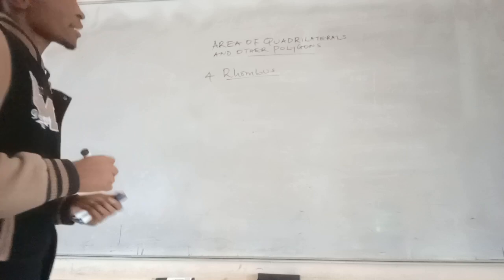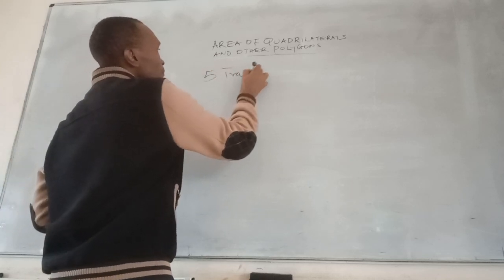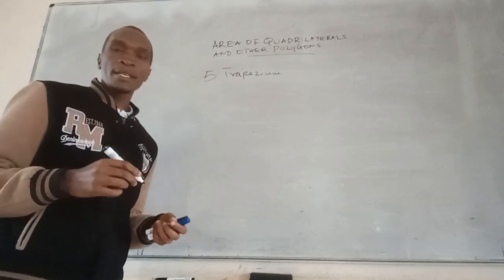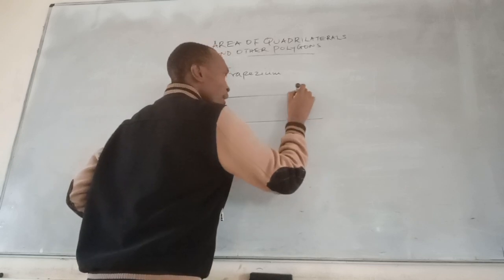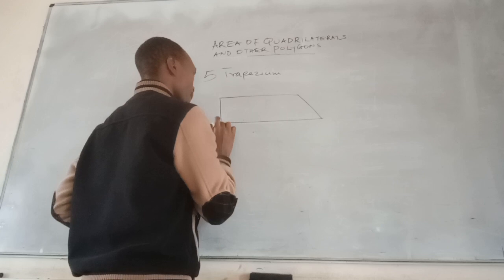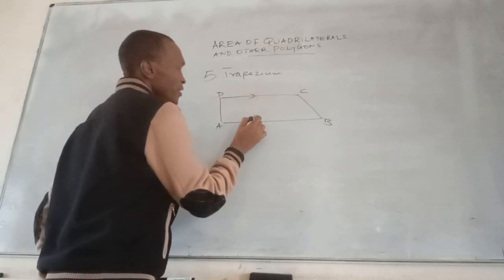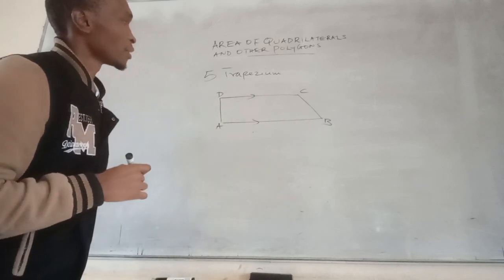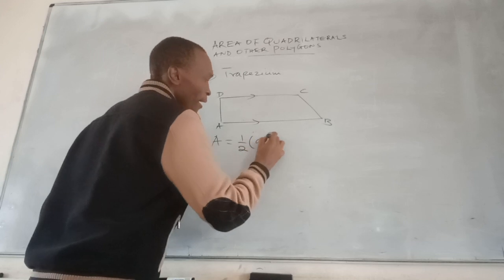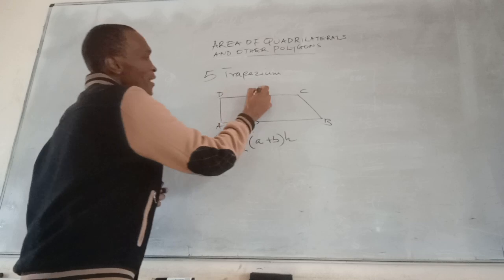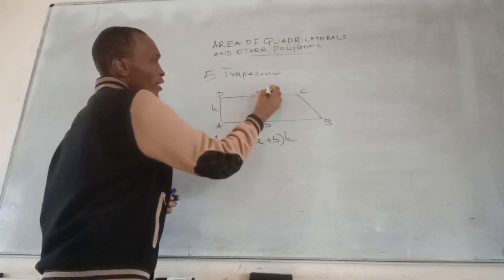Now let's look at the next quadrilateral, which is a trapezium. A trapezium is also a four-sided figure, with two sides parallel. So we have A, B, C, D. So these two sides are parallel. AB is parallel to DC. So area will be equal to half into A plus B times H. So in this case, this is our A, this is our B, then we have H.